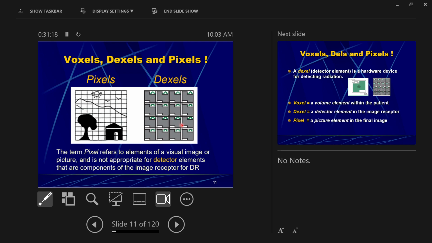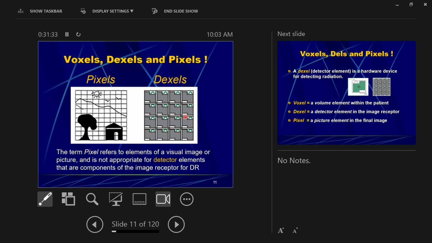So I can't use that detector to take a picture of someone with. I can't hold that detector up in front of somebody and shine light at them and have it reflect off of them and get a picture of them, right? I need to use X-rays. It's only sensitive to X-rays.